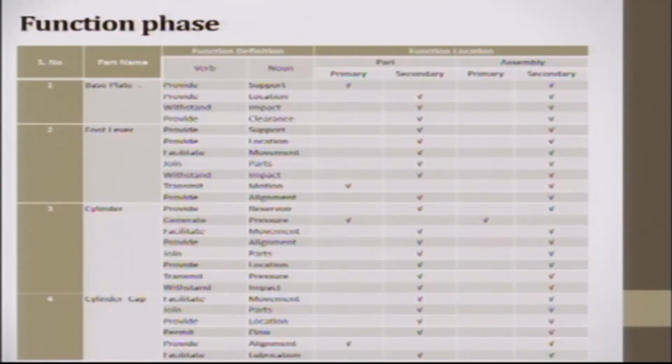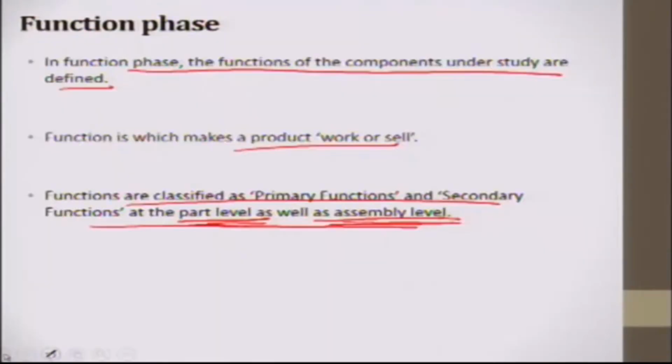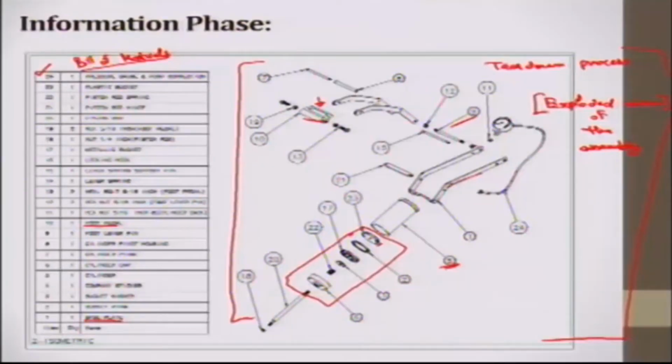The basic function of the base plate is to provide support to the cylinder. It is the primary function. Secondary functions are provide location for the pin, location for the cylinder, withstand impact when the pressure is applied, and provide clearance between these levers and the base plate. It has to provide some clearance here as well.